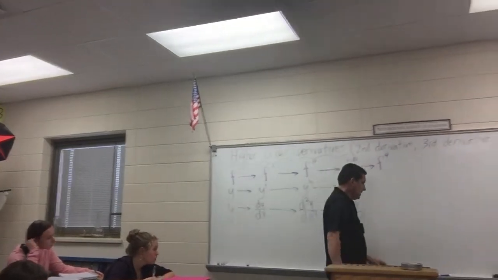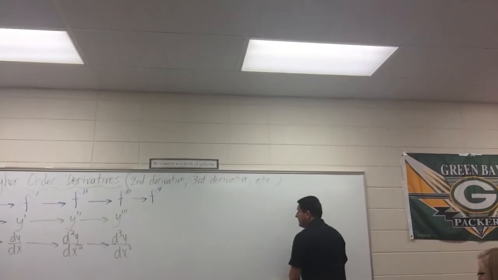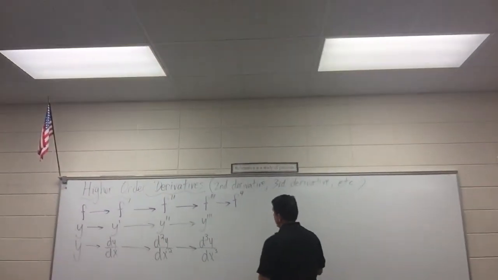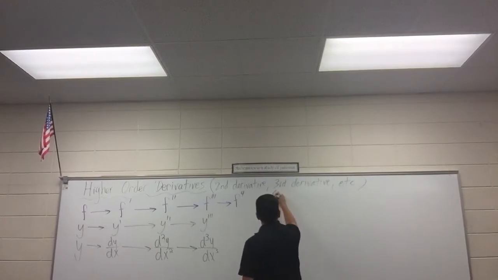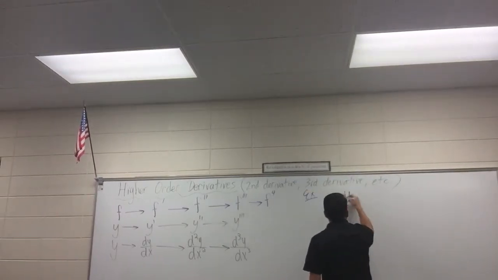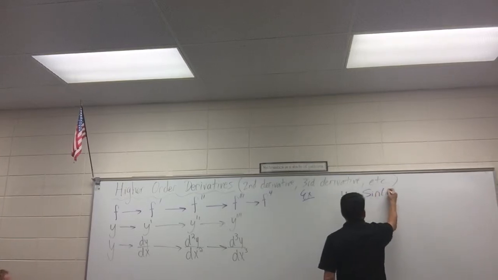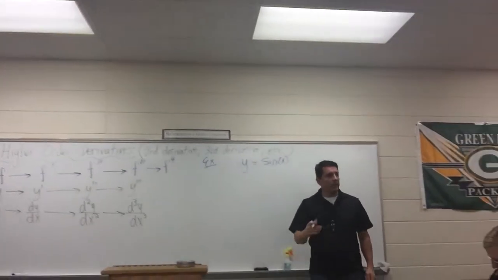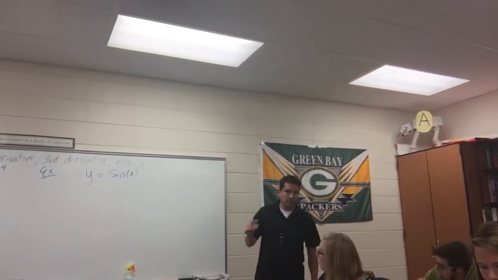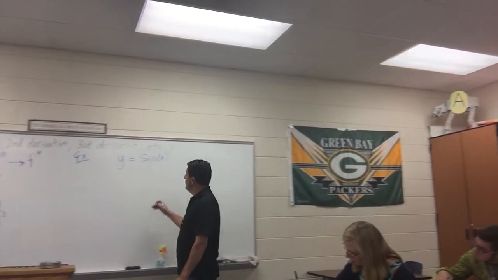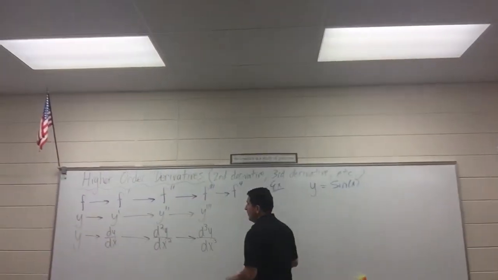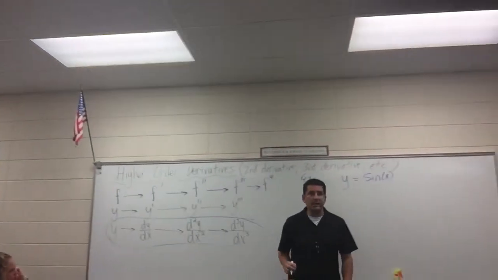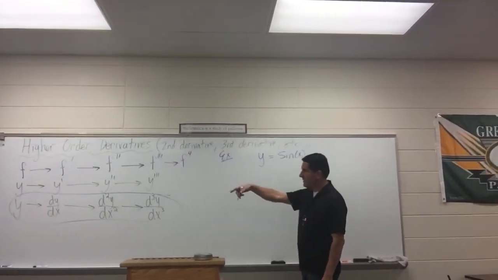So let me explain. Let's take a random function and find the derivative of it using the notation. So here's an example. Let's suppose y is equal to the sine of x. Let's go down the line and we'll take multiple derivatives of this. What I'm going to do is use this notation here to explain what's really going on here, what all those dy dx's mean.